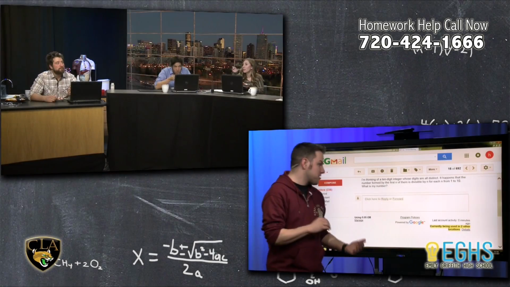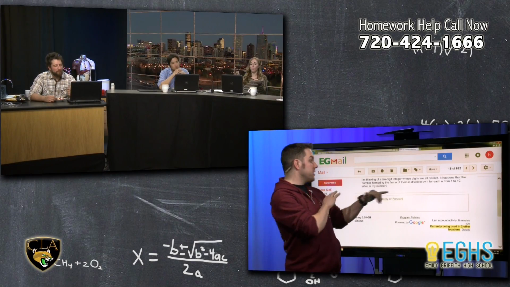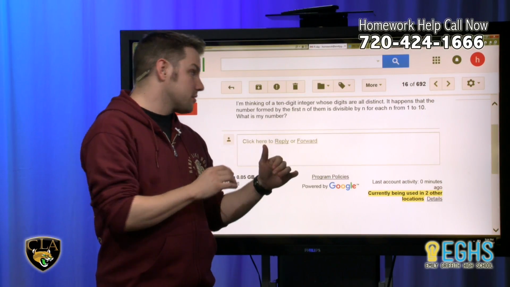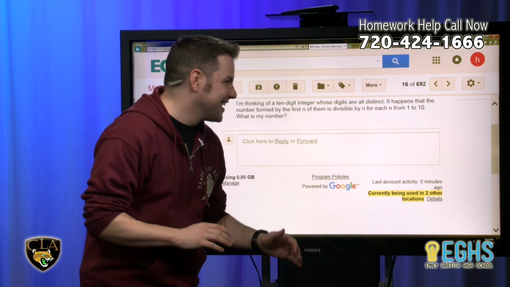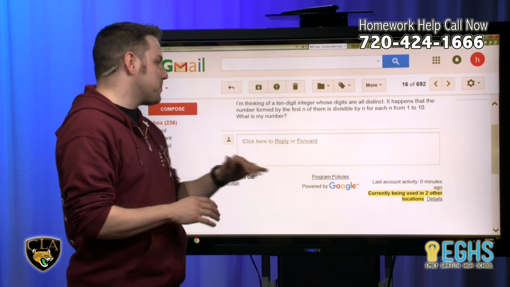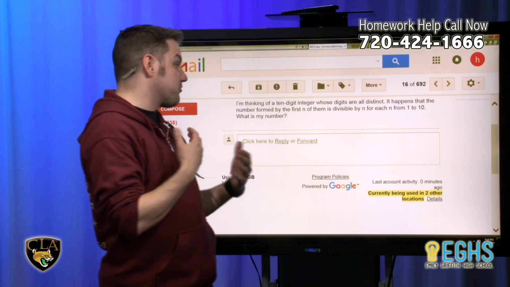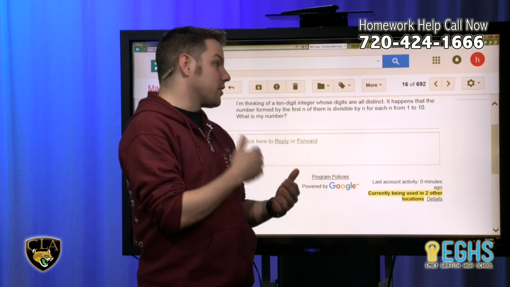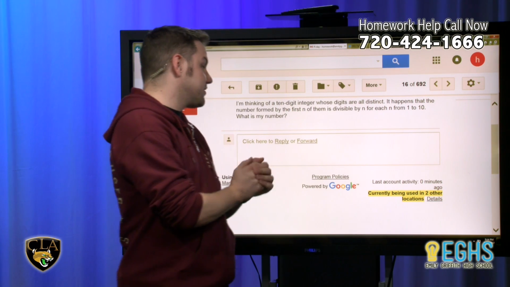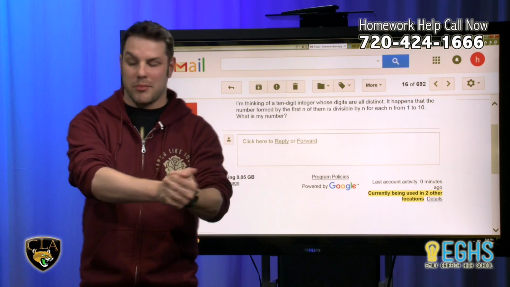So we're going to go back to math here. I'm thinking of a 10-digit integer whose digits are all distinct. Pi. I'm kidding. It happens that the numbers formed by the first n of them is divisible by n for each n from 1 to 10. Okay. What is my number?